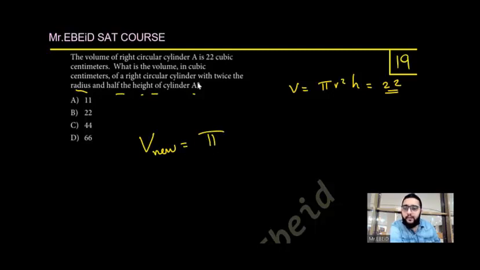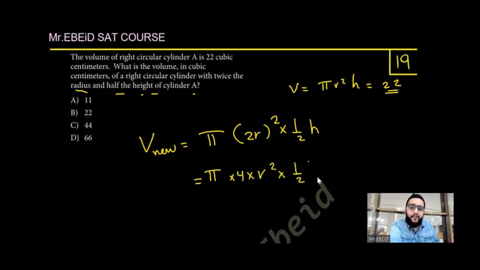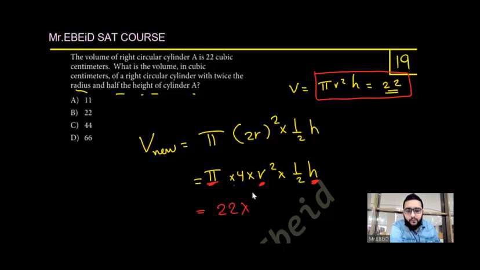The constant pi, with twice the radius. It means r will be 2r. Don't forget the whole square, times half the height, which equals half h. So it will be pi times, as we distribute the 2 squared, 4 times r squared times half h. As you know, at the beginning we have pi r squared times h equals 22. So times 4 times half: 4 divided by 2 equals 2, so it will be 22 times 2, which equals 44.